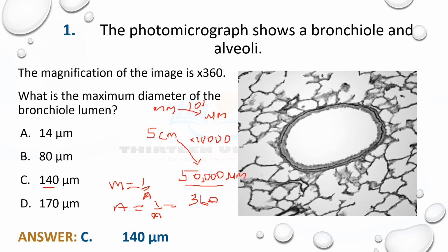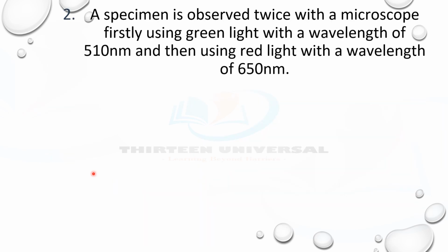So the answer, of course, is this. By the time you divide 50,000 by 360, it will give you something close to this. That is the answer, in micrometers. You may not convert to micrometers if the options don't have micrometer units. If the options are in millimeters, you leave it in millimeters after the calculation. All right, let's go to the next question.